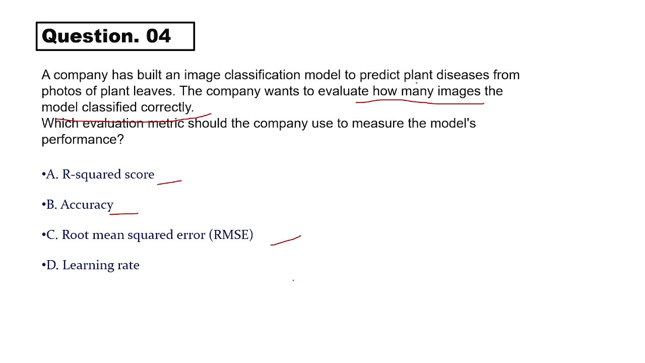Okay, now let me reveal the correct answer. The correct answer here will be option B, that is accuracy, because accuracy is a common metric for evaluating image classification. When the accuracy is high, it generally means the model is performing well by making a higher proportion of correct predictions.